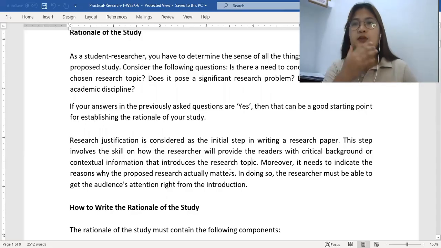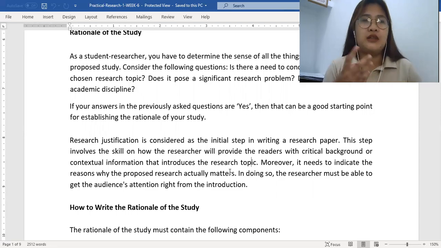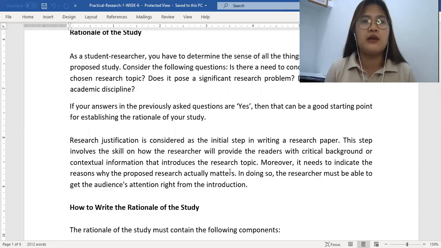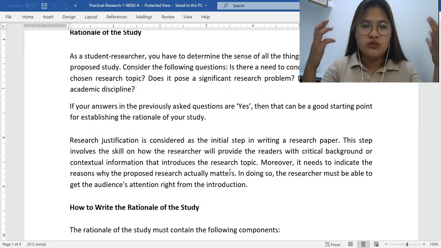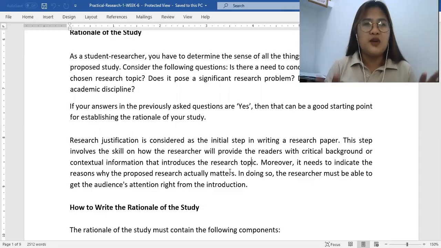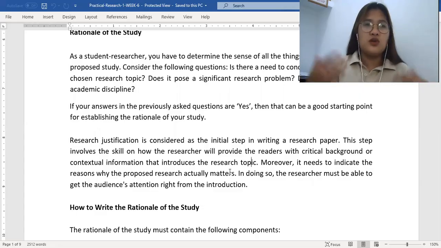So for example, gusto mong pag-aralan kung gaano ka-stress ang mga teachers or pwede ng mga students sa pandemic, okay? So bakit mo kailangan pag-aralan yun? Magpo-provide ka ng mga contextual information. And when we say contextual information, ito yung background. Anong meron dun sa sitwasyon, sa mga taong yun, sa kontekstong yun. It presents the picture for you to understand. Bakit nga ba?